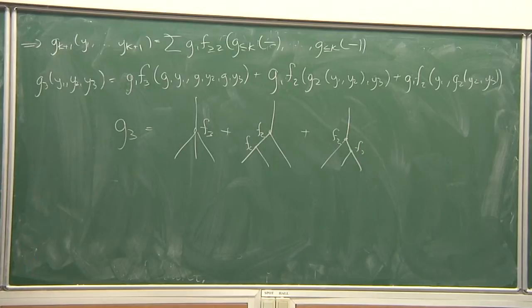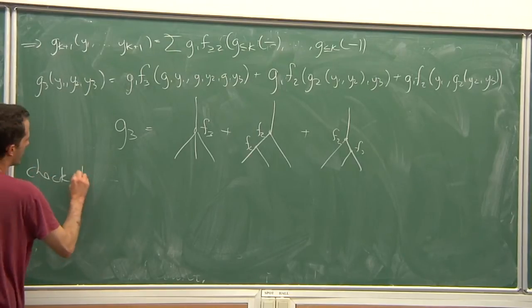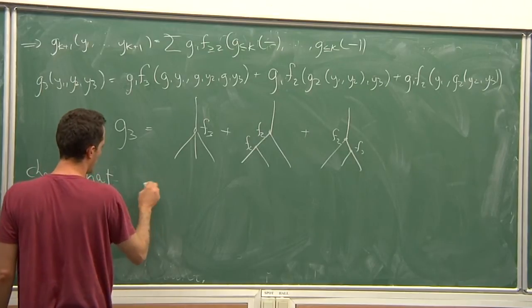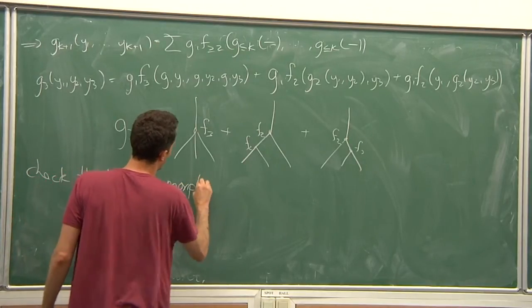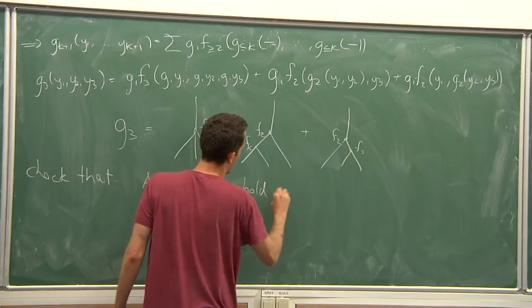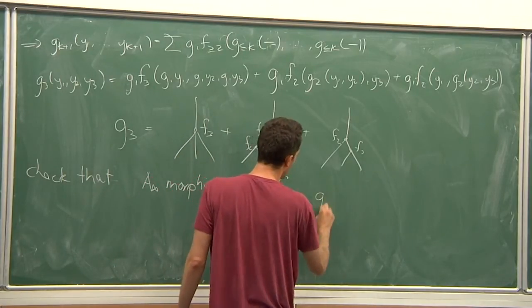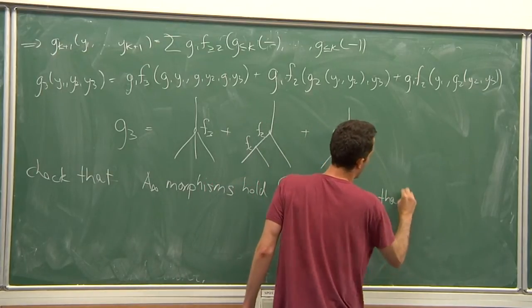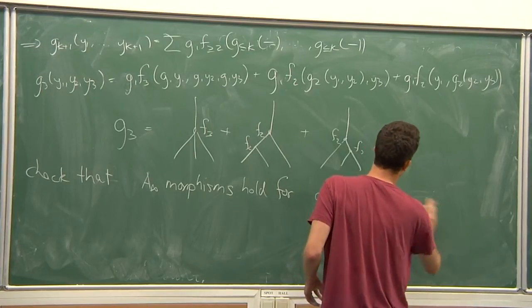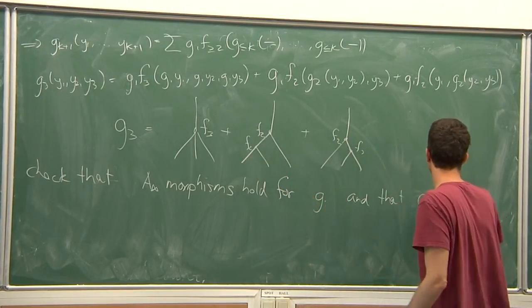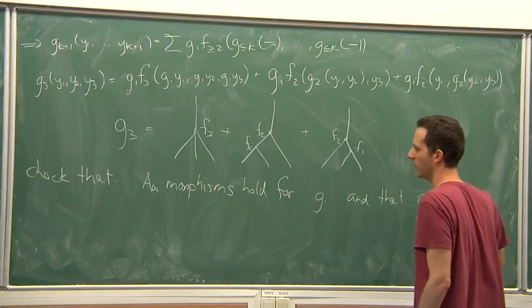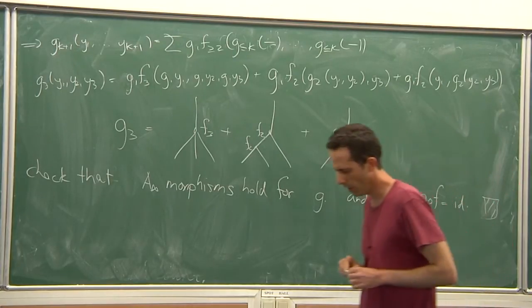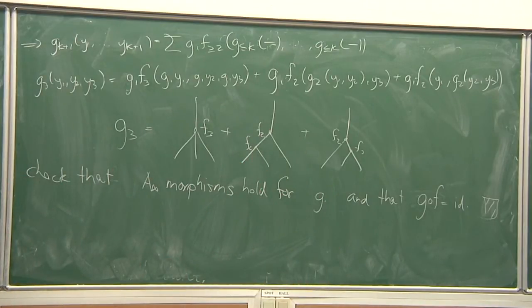And what I need to do, I should have probably prepared this a little bit better, but you need to just check that the A infinity morphism relations hold for G, and that basically we check that F composed with G is the identity, so we need to check that G composed with F is also equal to the identity. Okay, so that's lemma 2.